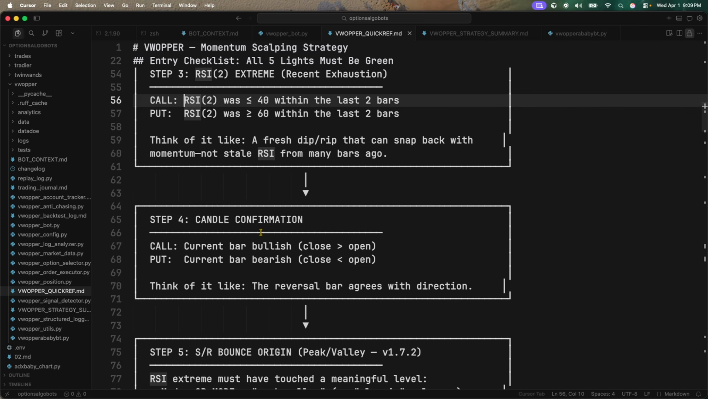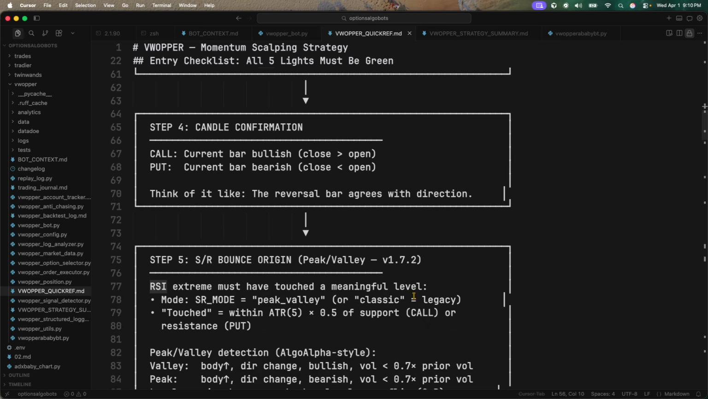And then we're looking at candle confirmation. For a call, the bullish signal is that the close is greater than the open, and for a put, the close is less than the open. So these are the reversal bars that agree with the direction.